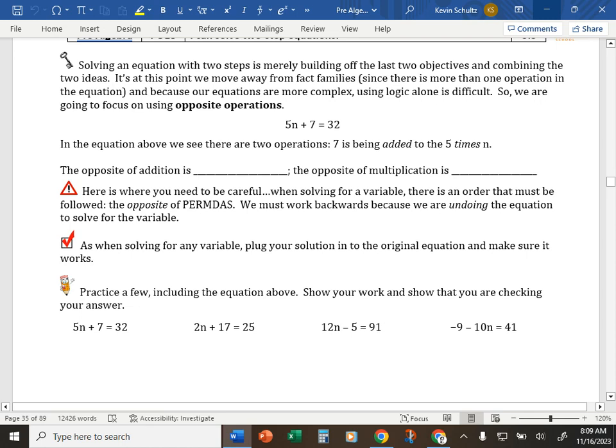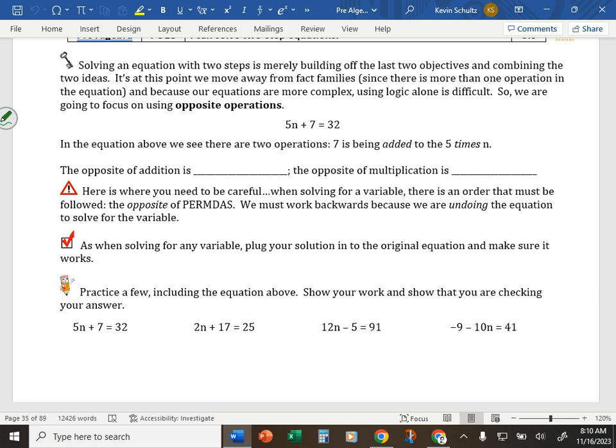As we progress through pre-algebra, you're going to see that equations can look really, really different. Some can have parentheses, some can have terms to combine, some have variables on both sides. Your goal should always be to get to this two-step equation, because once you do, the process is always very, very similar. So, looking at this here, 5n plus 7 equals 32.